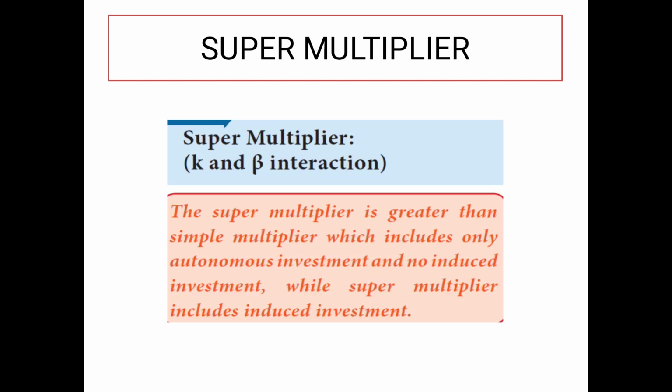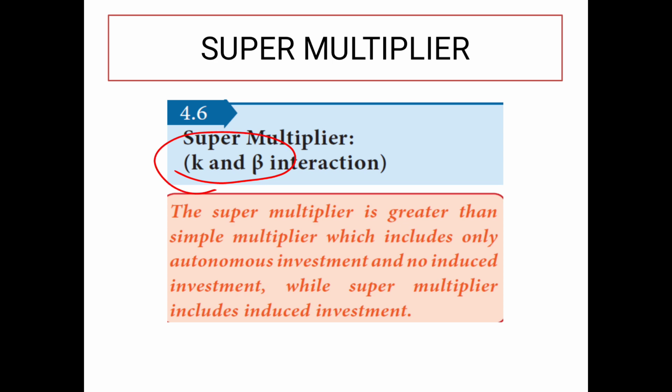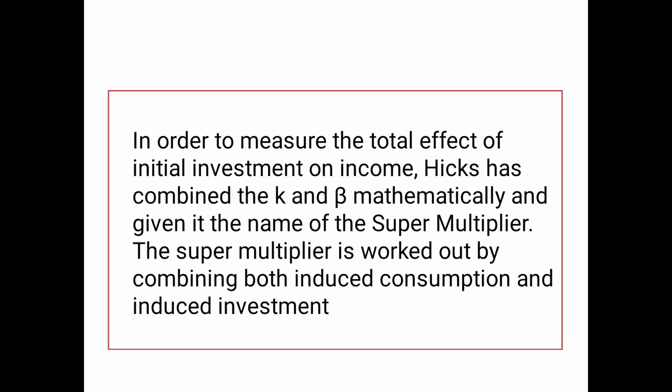Okay. Next we are going to see what the super multiplier is. Super multiplier is nothing but a combination of multiplier and accelerator. K represents the multiplier. Beta represents the accelerator. This combination put together is what we call the super multiplier. So if anyone asks you what the super multiplier is, it is nothing but a combination of multiplier and accelerator. Mathematically, when we combine these two, we call it the super multiplier.